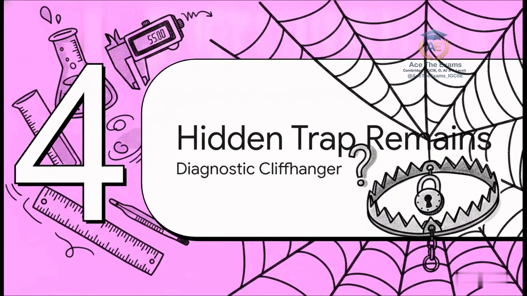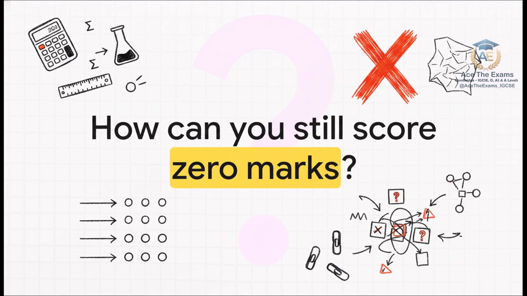The diagnostic cliffhanger. So, you've mastered apparatus precision, you've mastered significant figures, you're rounding perfectly based on your raw data, but I have to warn you, there is still one hidden trap waiting for you on exam day. Imagine this nightmare scenario. You got the numbers absolutely right. Your units are flawless. Your significant figures perfectly match the smallest number of sig figs in the raw data. You did everything we just talked about, and yet, the examiner draws a big red X across your page. How on earth can you still score 0 marks?